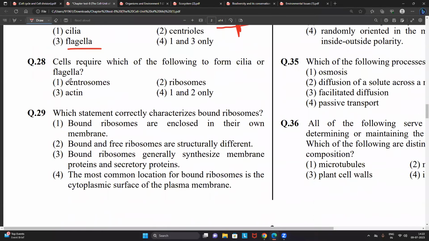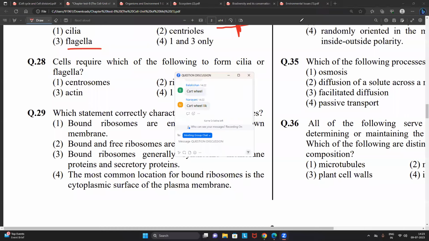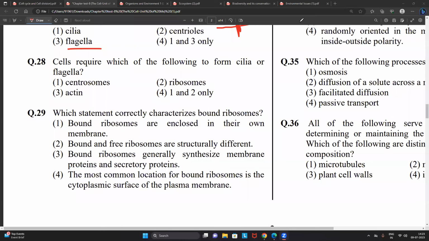Remember that. Cells require which of the following to form cilia or the flagella? Think it correctly. Cells require which of the following to form the cilia or the flagella? Actin is not required for the formation of the cilia and flagella.